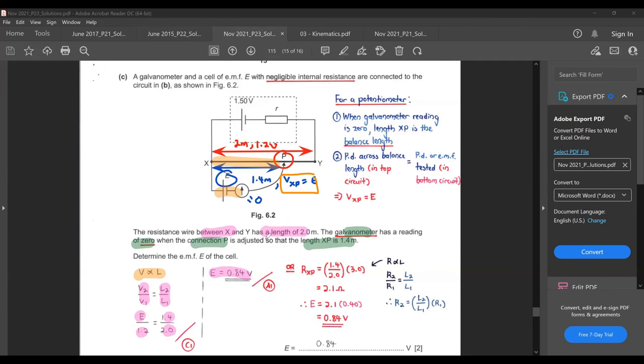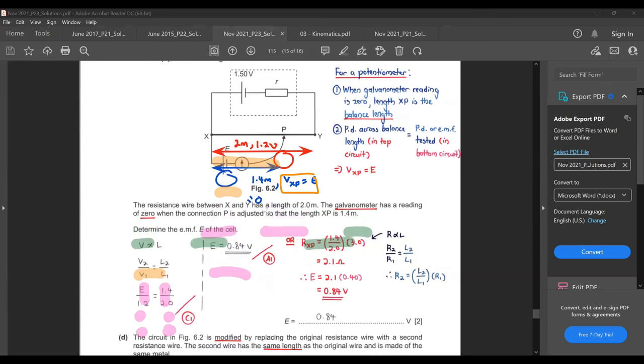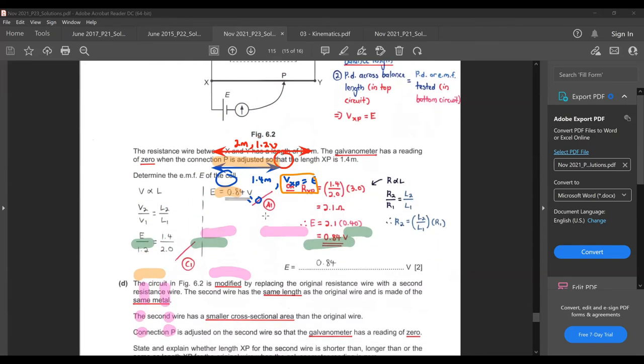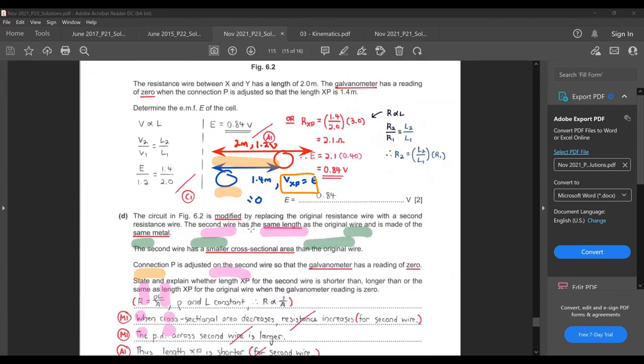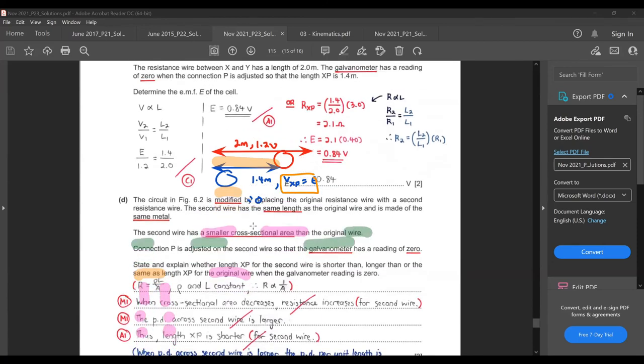Okay, right. So this one should be okay. Okay, so this one is okay. Now for part D, this one is just an explain question that's worth 3 marks.